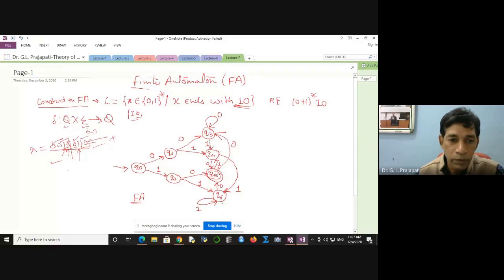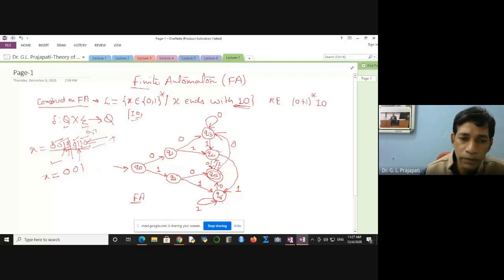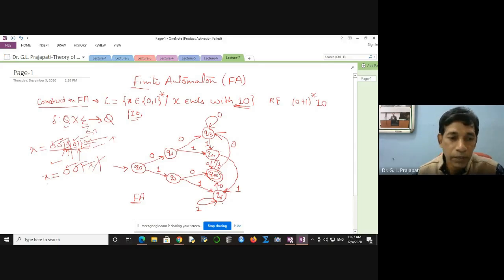If somebody gives you the input 001, you begin with Q0, and for the first 0 you move to Q1, for the second 0 you go to Q3. Once you are at Q3, you have 1, and you come to Q4. At Q4 there is no further input, and your machine ends up at Q4. Since Q4 is not a final state, this is not a valid string in the language, meaning it is not a string in the language.